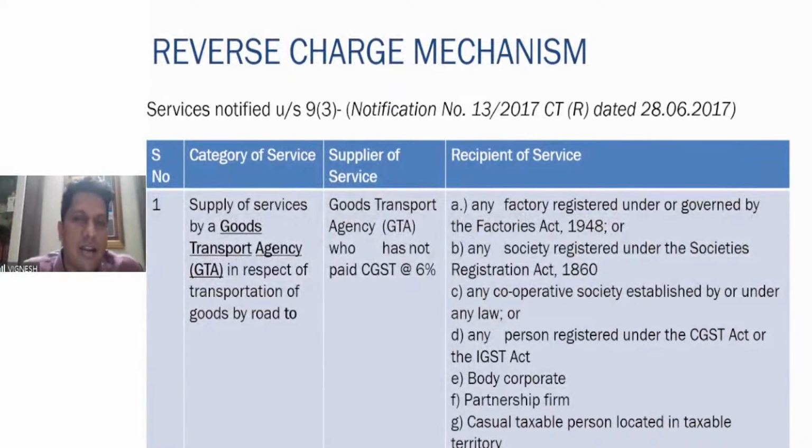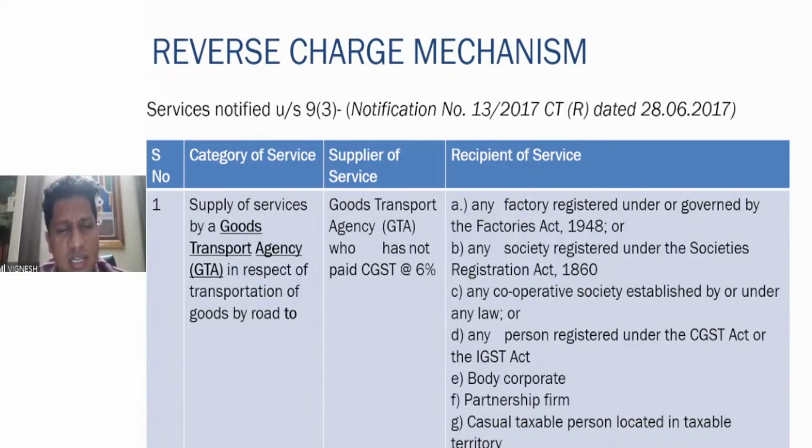Goods notified under 9 subsection 3 are not very important, but services notified under 9 subsection 3 are very, very important. This notification is given 13/2017, dated 28th June 2017, gives the list of services which are subject to reverse charge mechanism. Please bear in mind that most of the services which are given in the list have been taken from the reverse charge mechanism which was prevalent in the time of service tax.